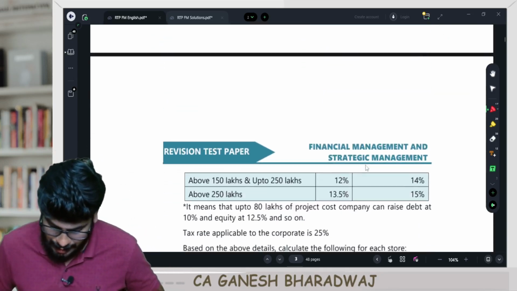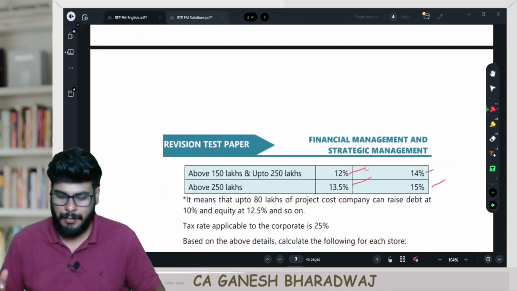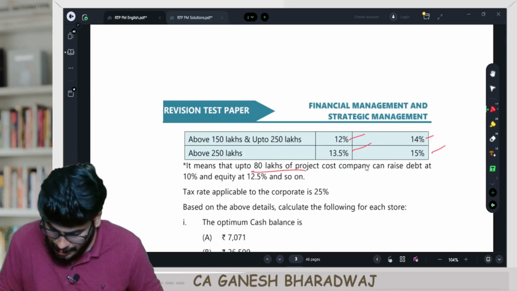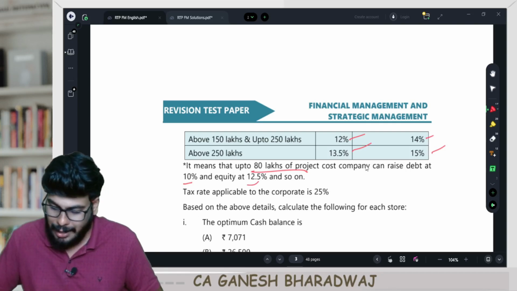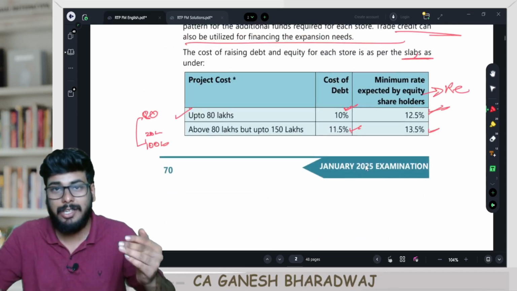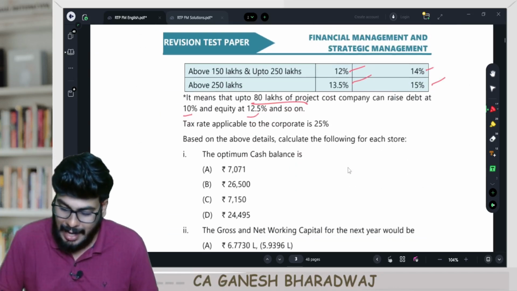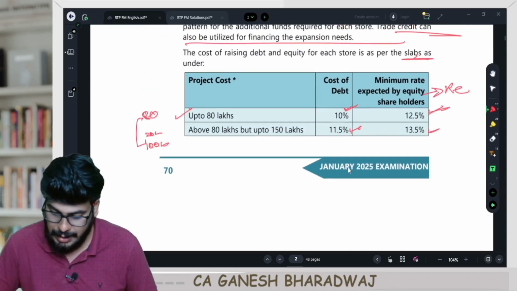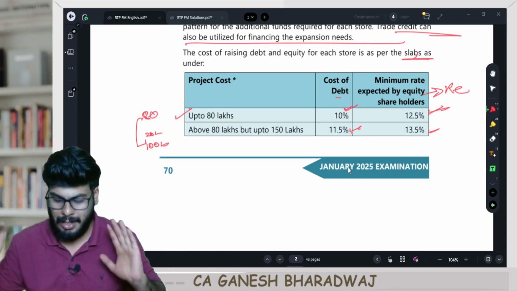The next one, again, above 150 up to 250, 12 and 14, above 250, 13.5 and 15% they have given. It means that up to 80 lakhs of project cost, the company can raise debt at 10% and equity at 12.5%, and incrementally it increases. Next, the tax rate applicable to the corporate is going to be 25%. In this case, the rates are before tax, so you also need to adjust this for taxes. Are you clear with this?